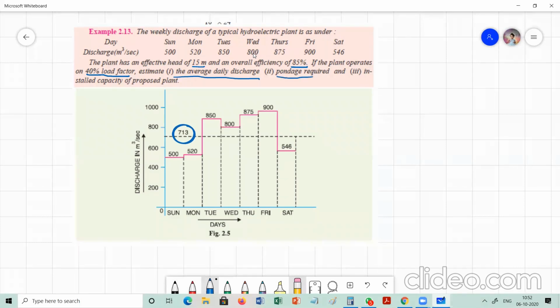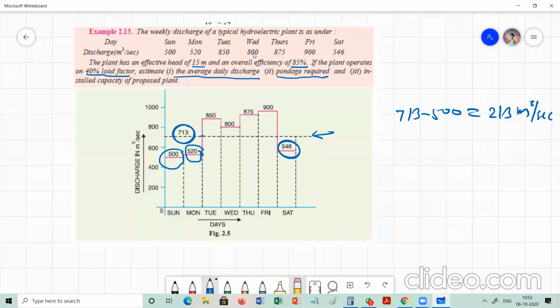Pondage required. Okay, means what? Sometimes the runoff or discharge is lower than the average. For example, in this diagram you can see that the average is 713, shown by this dotted line. But on Sunday, Monday, and Saturday, the discharge is lower than the average. For example, on Sunday, the discharge is lower by this amount, 713 minus 500, which is equal to 213. So this amount of discharge we have to provide.